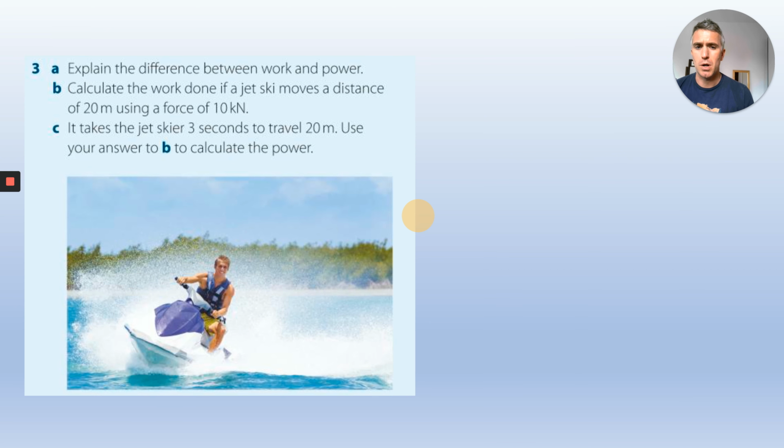Explain the difference between work and power. When it says work, it means work in the sense of physics, not like you're doing work on your computer. Calculate the work done if a jet ski moves a distance of 20 meters using a force of 10 kilonewtons. It takes the jet skier 3 seconds to travel 20 meters. Use your answer to part B to calculate the power. We've got a force, we've got a distance, we've got a time. You can work out all the things.